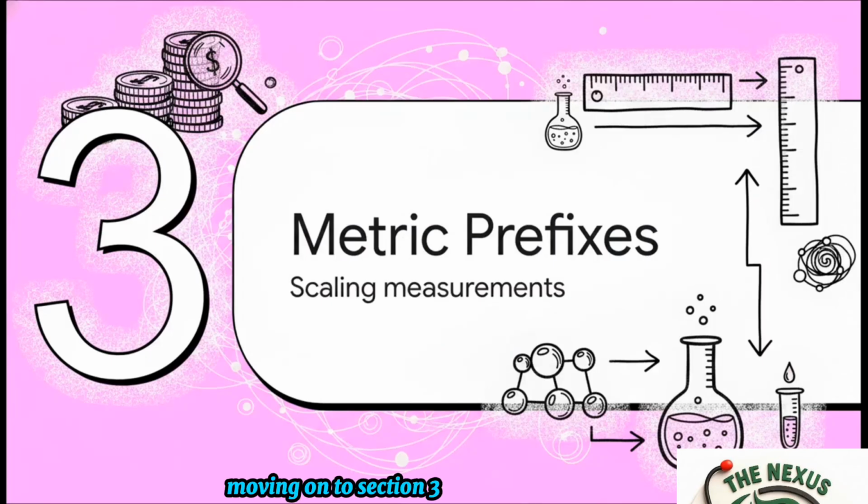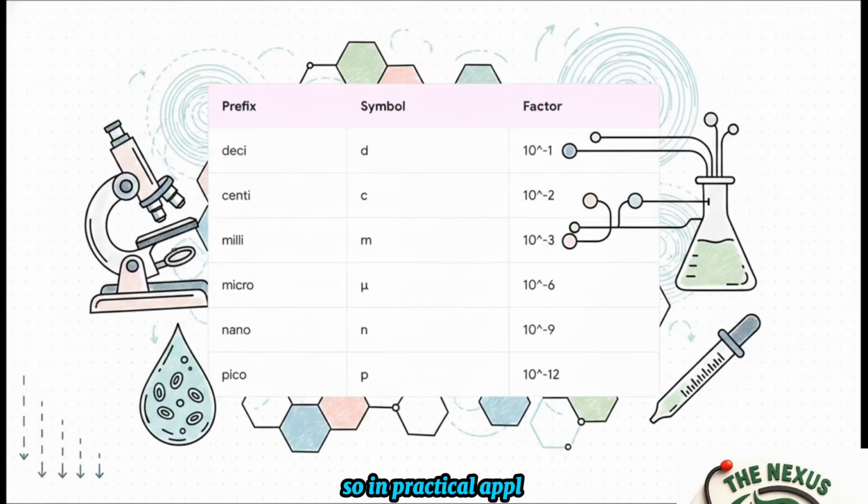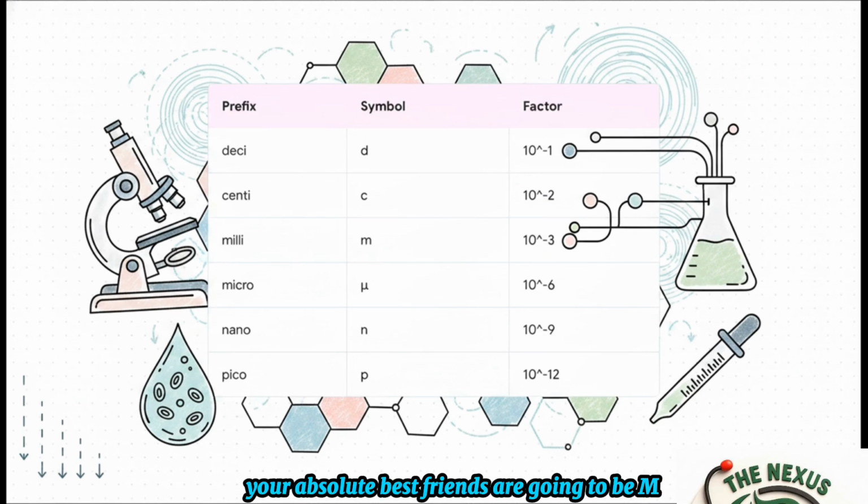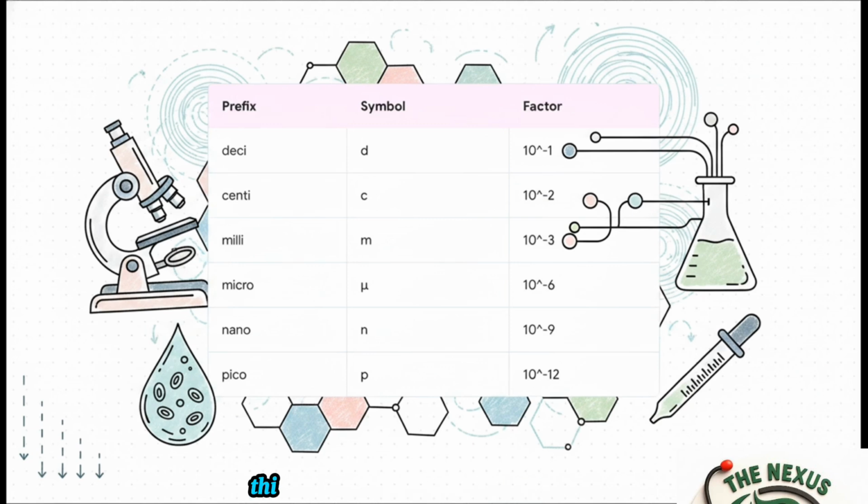Moving on to Section 3, scaling with metric prefixes. So, in practical application, clinical values are often incredibly tiny. To avoid having to write out endless strings of zeros for microscopic lab measurements, the SI system includes a brilliant little toolkit of standard prefixes. You divide by 10 to get a deci, by 1,000 for milli, and by 1,000,000 for micro. In clinical chemistry, your absolute best friends are going to be milli, micro, and nano. This is exactly how we precisely measure trace elements in your bloodstream without having to write out 20 decimal places on a chart.